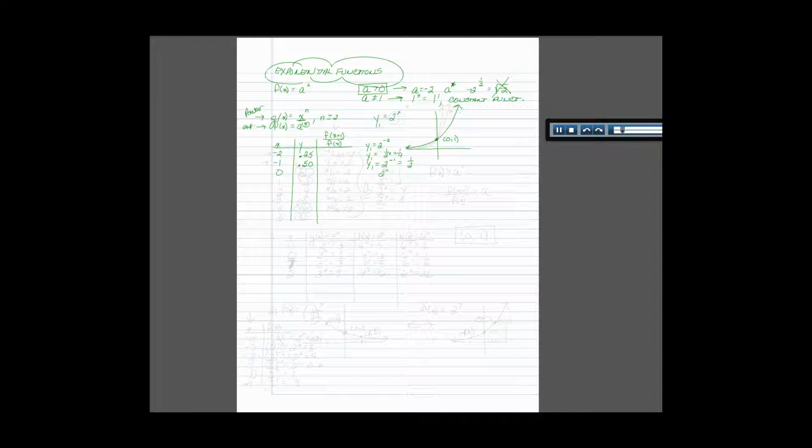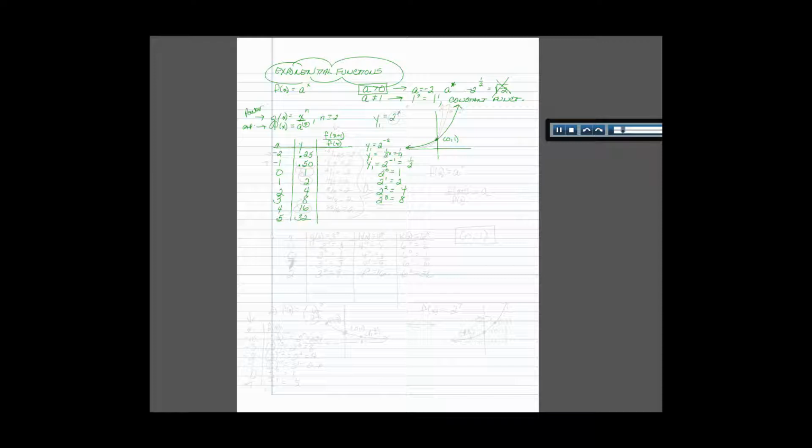0. 2 to the 0 is 1. Anything to the 0 is 1. If x is 1, you would have 2 to the 1, which is just 2. If x is 2, you would have 2 to the second power. Remember, the x is the exponent, which gives you 4. Raised to the third power, you have 8. Okay, you see what we're doing. Raised to the fourth power, you have 16, and to the fifth power, you have 32.